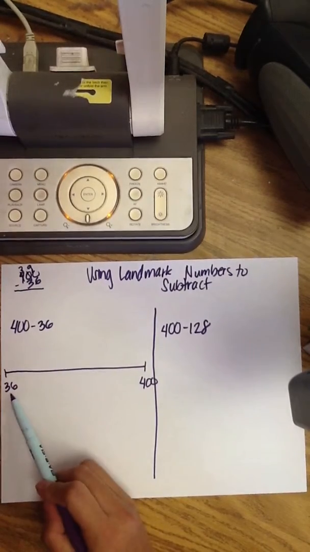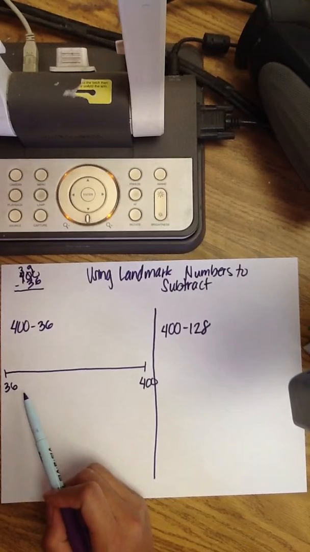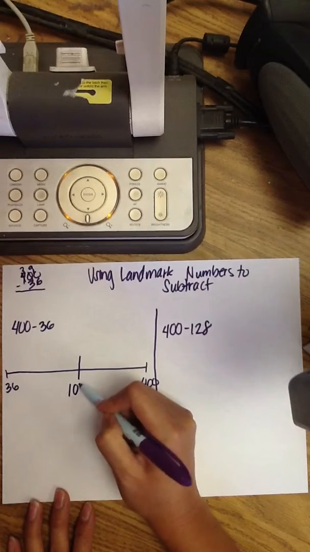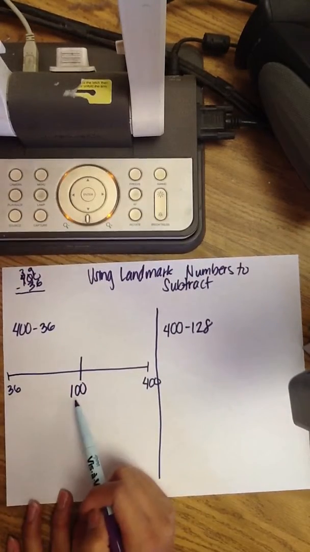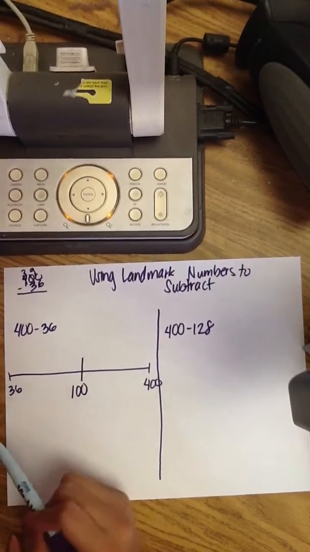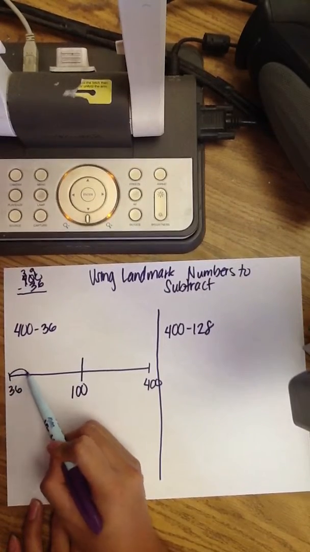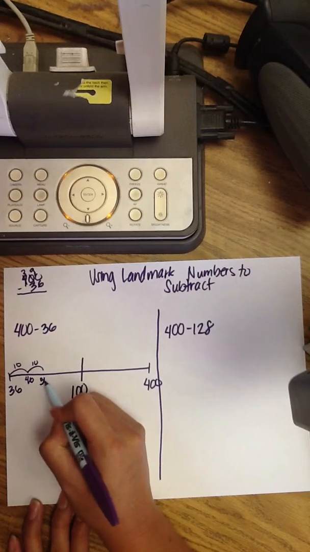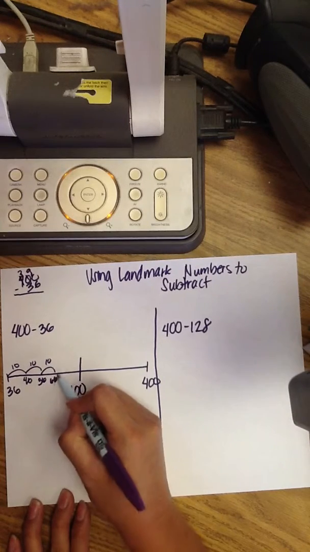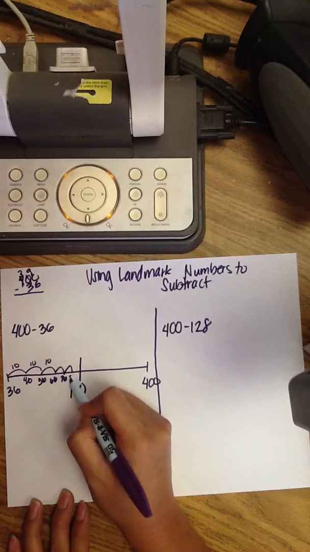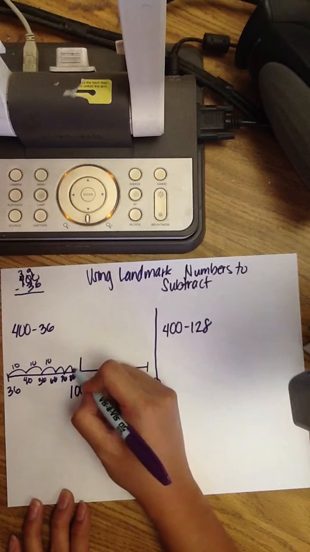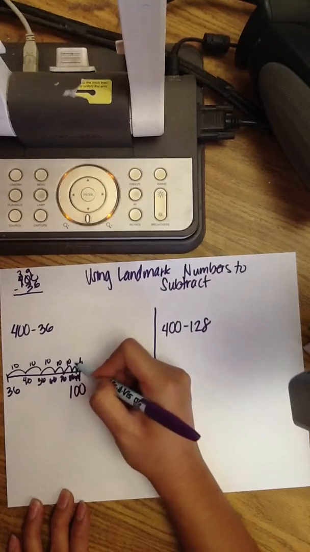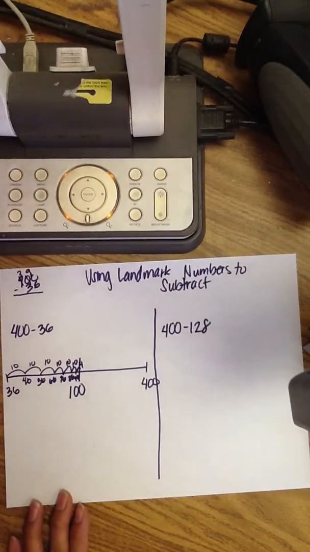So 36, the closest landmark number to 36 is 100. So we're basically just going to find the difference between 36 and 100 first. And so we can keep adding tens. 46 plus 10, 56 plus 10. 66, 76, 86, 96, and then 4. So 10, 10, and 10.